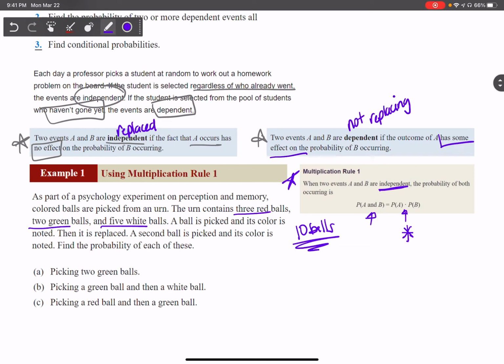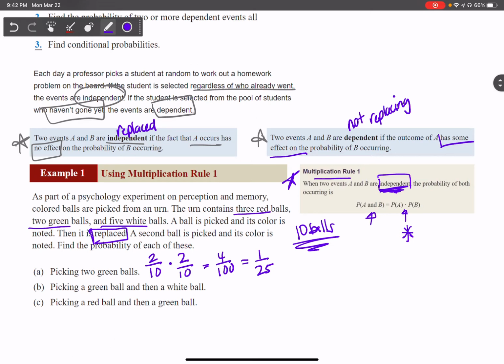A ball is picked and its color is noted, and then it is replaced. Keyword is being replaced. A second ball is picked and its color is noted. Find the probability of each of these. Because it says replace, we know we're going to deal with multiplication rule 1 with independent events. So picking 2 green balls, my probability of a green ball is 2 out of 10. I'm going to multiply that by 2 out of 10, and I end up with 4 out of 100, which reduces down to 1 out of 25.